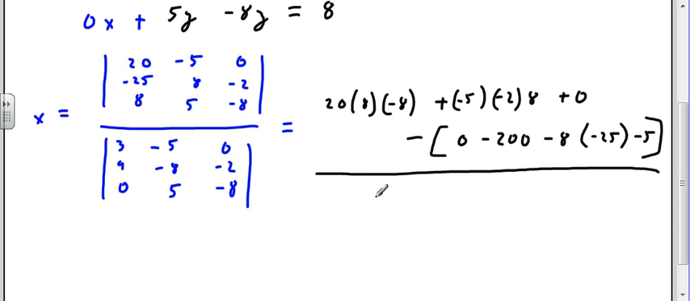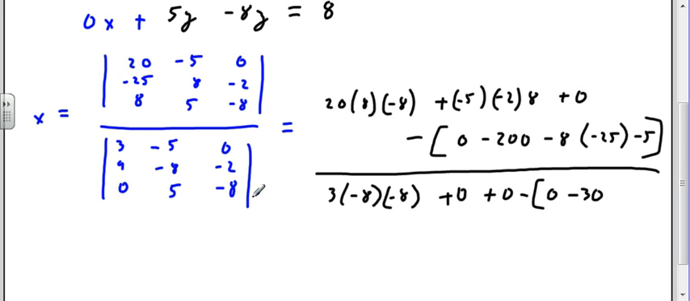And on the bottom, I've got 3 times minus 8 plus, that's a 0. 0, that's another 0. 0 minus, going that way, that's a 0. Normally I wouldn't write down the zeros, I'm just doing it for the good of the order. I got 30, so it's going to be a minus 30. And I've got plus 8 times 9 times 5.